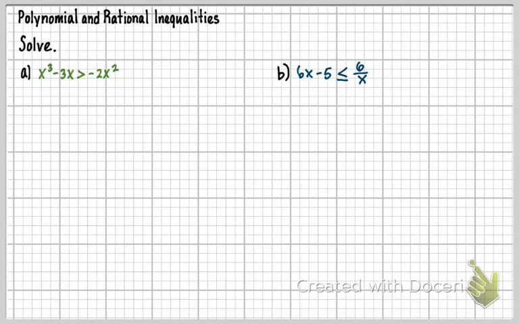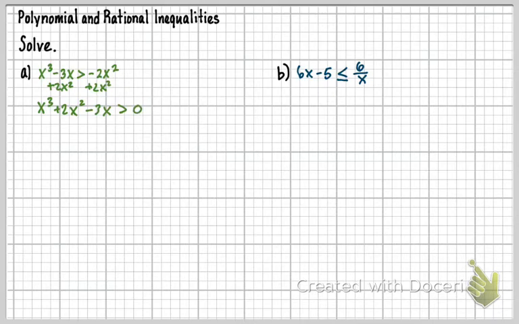Solve. So we have here for a, x cubed minus 3x greater than negative 2x squared. So the idea here, when I see these x squareds and x cubeds, I want to get everything over to the same side. So I'm going to add 2x squared to both sides. And when I put it on the other side, I'm going to put it in descending powers. So that means I'm going to put the 2x squared after the x cubed, and then the minus 3x on the end, and that's going to be greater than 0.